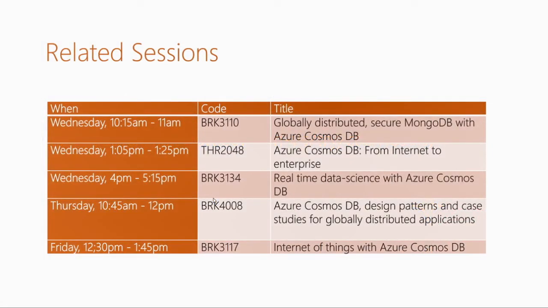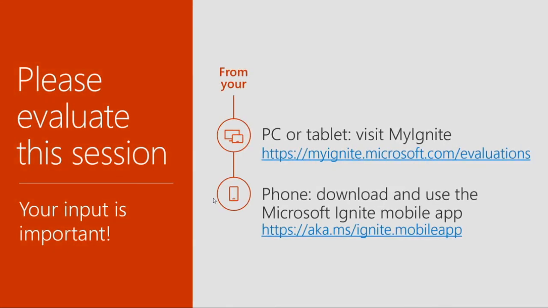And here are the related sessions that we're talking about. We'll go a little bit deeper into a lot of these concepts. We'll talk about MongoDB. We'll talk about how to go from internet to enterprise. I have another talk on data science with Azure Cosmos DB. Design patterns and case studies for globally distributed applications, which will talk about some of the customers and how they were able to go with globally distributed applications. And Internet of Things, for those of you who are interested in IoT, I definitely recommend that one. And here's the slide for evaluation that's in every talk. And I'll take questions for the last 15 minutes.